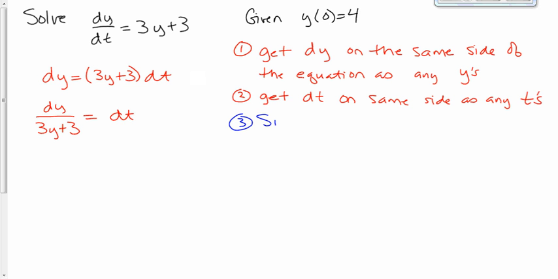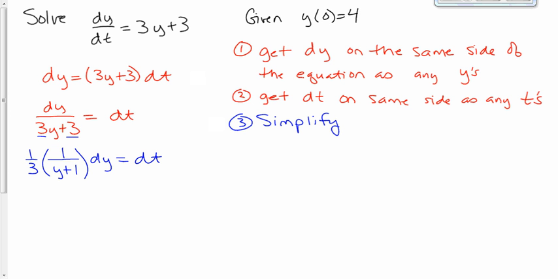So simplify. Well, right now we're just going to simplify. So to simplify that, I see that I have a 3 and a 3 right here. So I'm going to take a 1/3 out. And then I'm going to rewrite this as 1 over y plus 1. And then I have a dy.